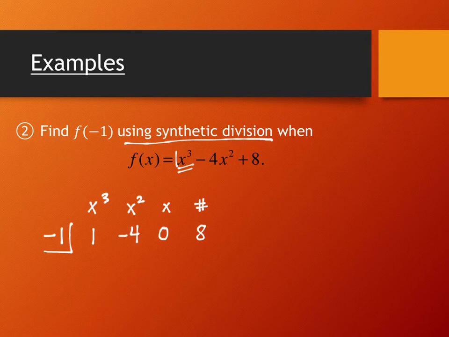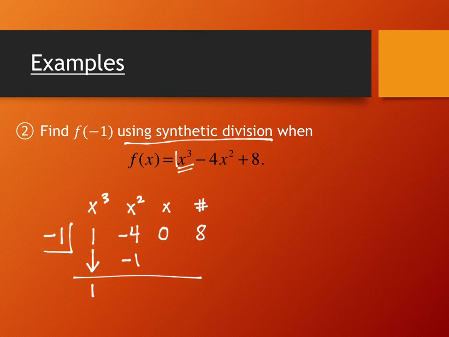Awesome. All right, so we're going to leave a little space for the numbers to go in between. The first thing is to always bring the first number down. And the second thing is always to multiply. So I take the 1 that's been brought down and I multiply it by the negative 1 on the outside, so I get negative 1.